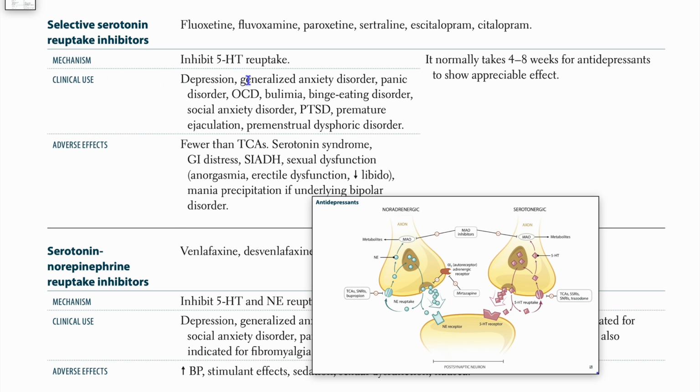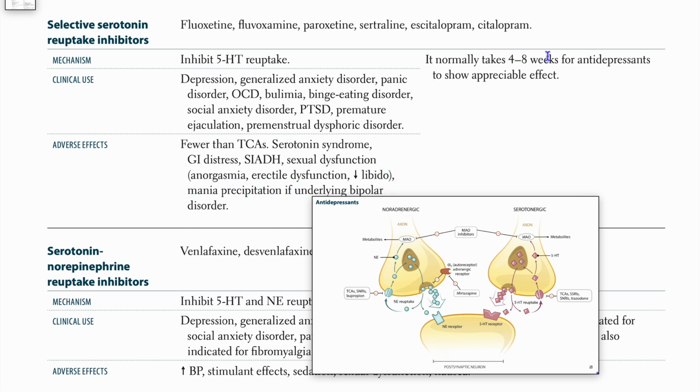Clinical use is depression, generalized anxiety disorder, panic disorder, OCD, bulimia, binge eating disorder, social anxiety disorder, PTSD, premature ejaculation, premenstrual dysphoric disorder. Adverse effects are fewer than with TCAs: serotonin syndrome, right? Because it has serotonin in the synaptic cleft for a longer time now. GI distress, SIADH, sexual dysfunction, anorgasmia, erectile dysfunction, decrease in libido, manic precipitation if underlying bipolar disorder.